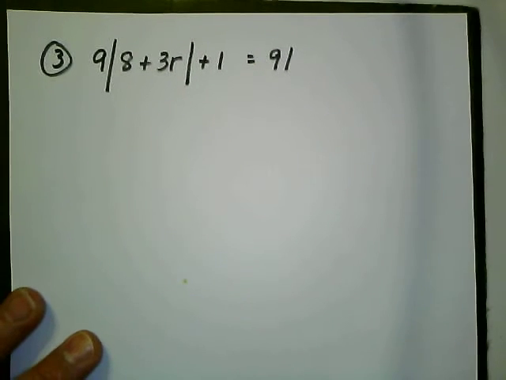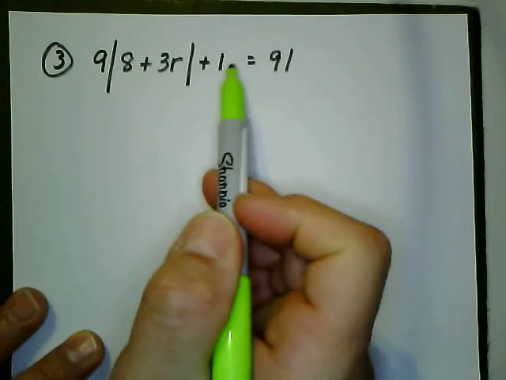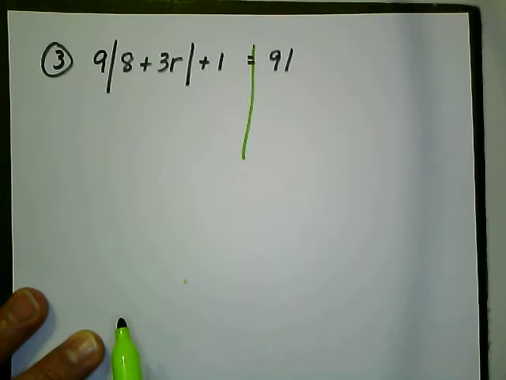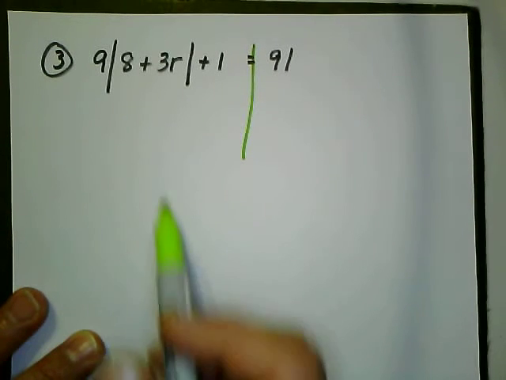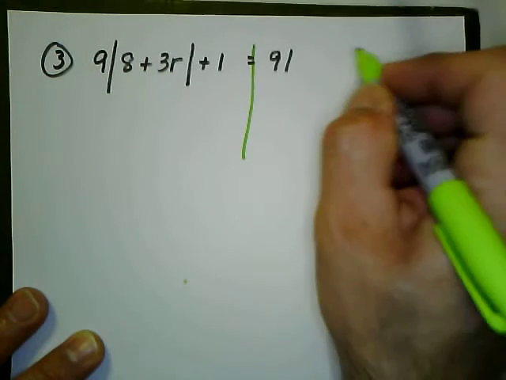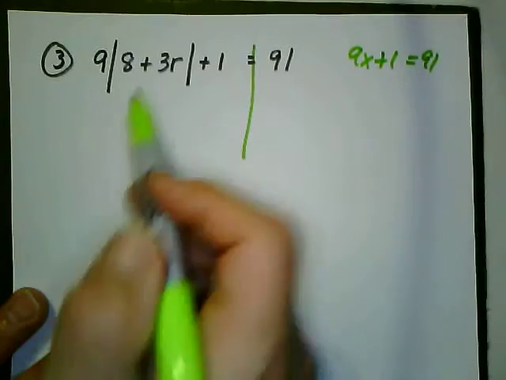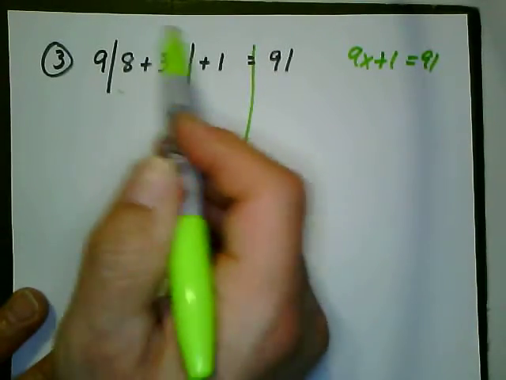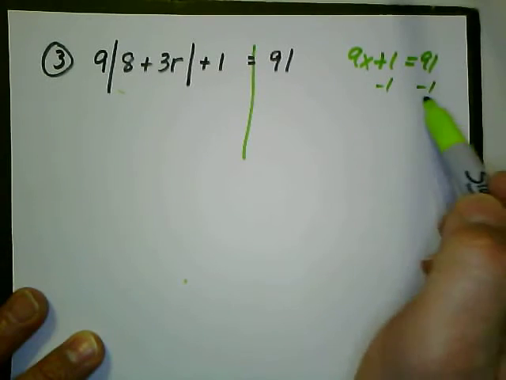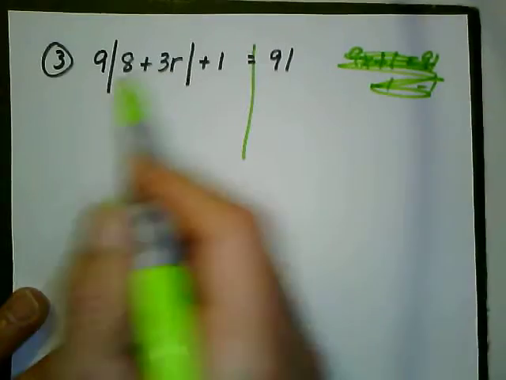Here is the next one. And note that we have a coefficient because it's being multiplied, and we have something that's added or subtracted. So we're going to get rid of both of those right off the bat. Well, just like anything else, if all of this were just x, and it looked like 9x plus 1 equals 91, where I turned all of that into x, you would go ahead and subtract the 1 first, and then divide by the 9.